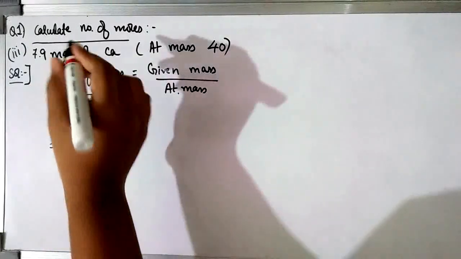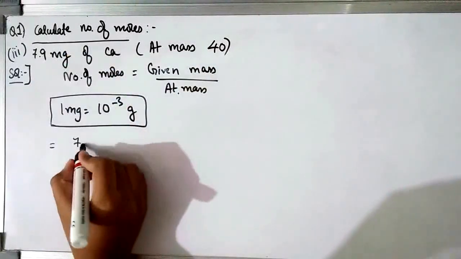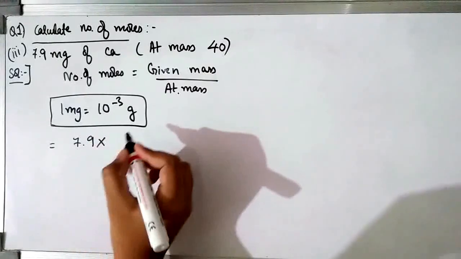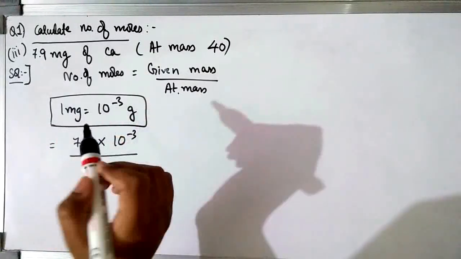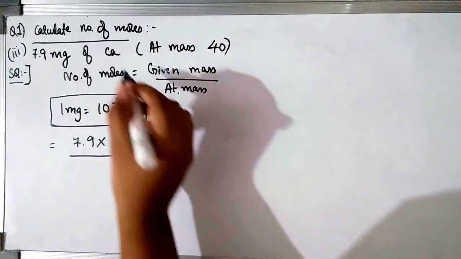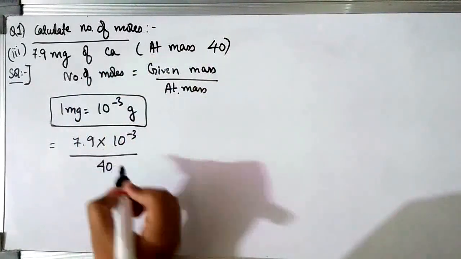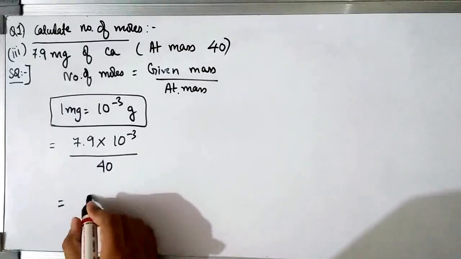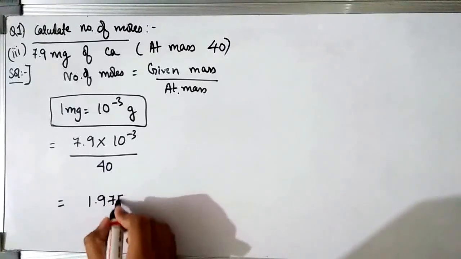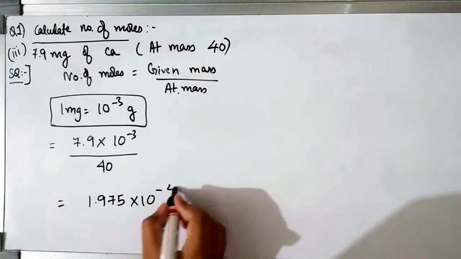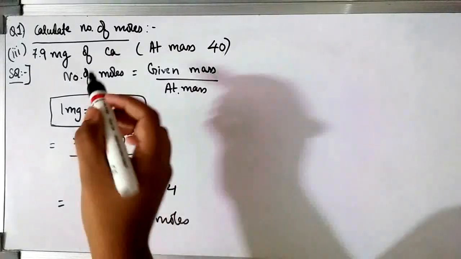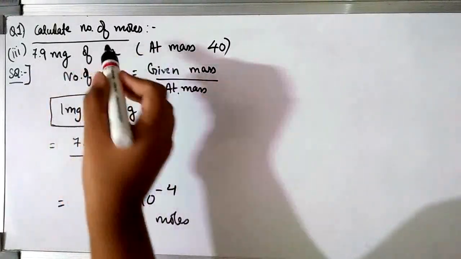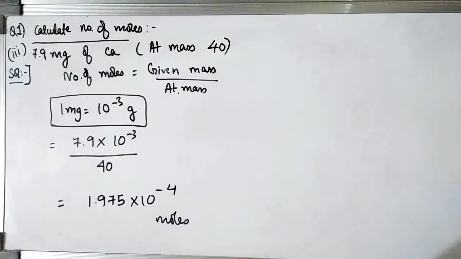So the same formula for calculating the number of moles, that is given mass, which is equal to 7.9 into 10 to the power minus 3. Okay, because 1 milligram is equal to 10 to the power minus 3 grams, upon atomic mass. Atomic mass of calcium is 40 grams. Okay, so when we further solve it, what we get is 1.975 into 10 to the power minus 4. Okay, so these many moles of calcium we get whenever they have given us 7.9 milligrams of calcium. So that is for calculating when they have given us milligrams.